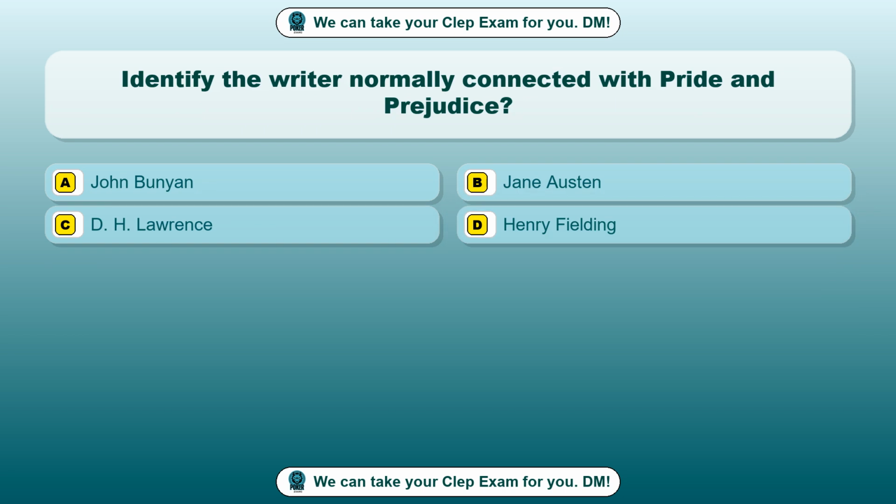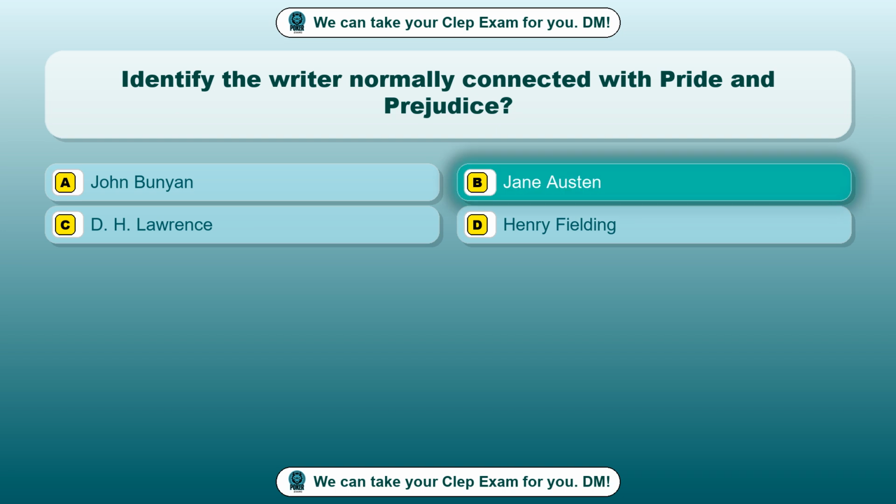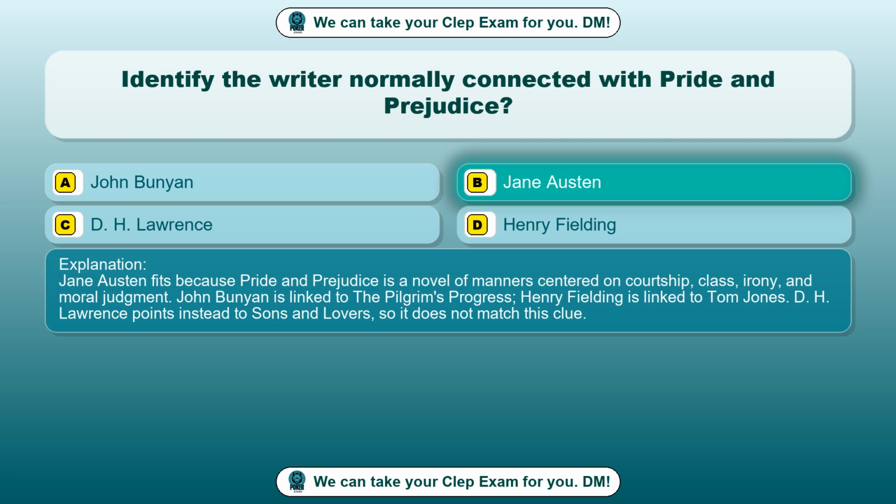Question 58. Identify the writer normally connected with Pride and Prejudice. Option A. John Bunyan. Option B. Jane Austen. Option C. D. H. Lawrence. Option D. Henry Fielding. The correct answer is option B. Jane Austen. Jane Austen fits because Pride and Prejudice is a novel of manners centered on courtship, class, irony, and moral judgment.